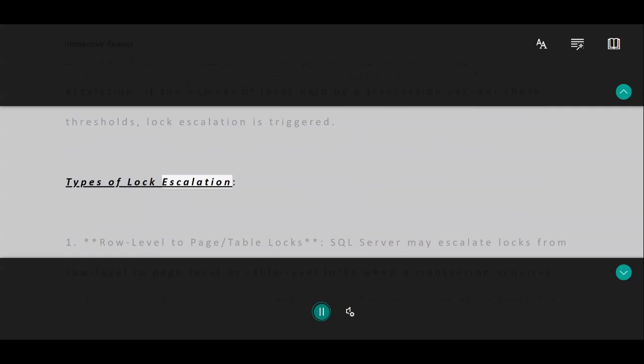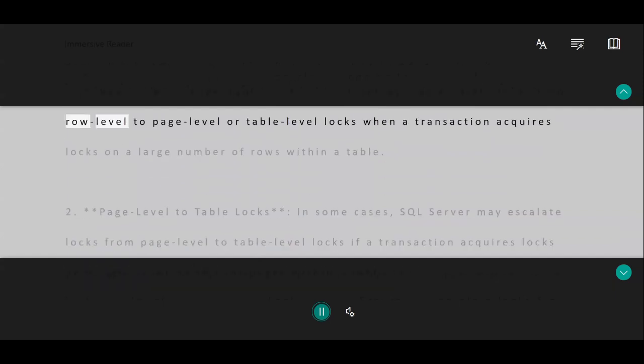Types of lock escalation. 1. Row level to page/table locks. SQL Server may escalate locks from row level to page level or table level locks when a transaction acquires locks on a large number of rows within a table.